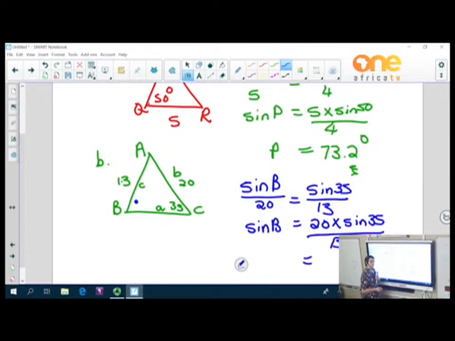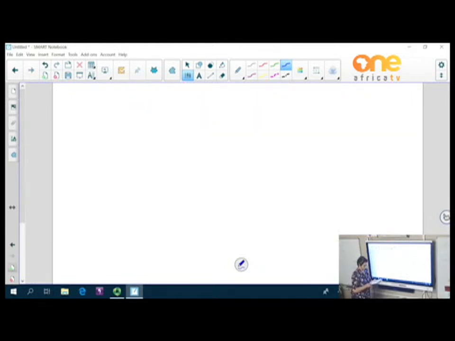And again, this is the angle that you want to calculate. So this is a second function, inverse sine, brackets, another bracket, 20 times sine 35, close your bracket, divide by 13, close, and I got 61.9 degrees. Good, very good. So the sine rule, this is in every paper. We're going to get it every time.